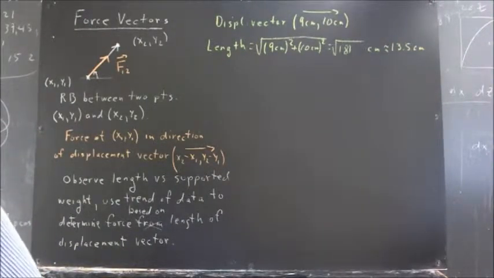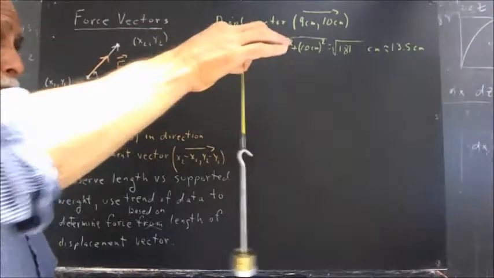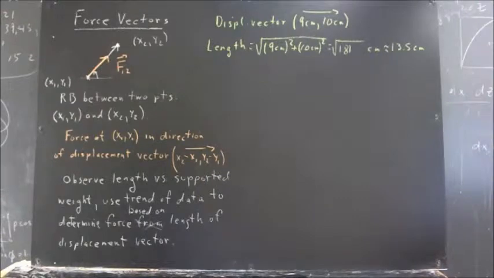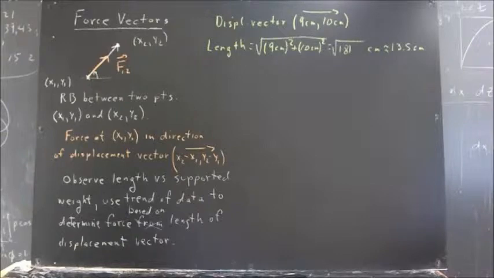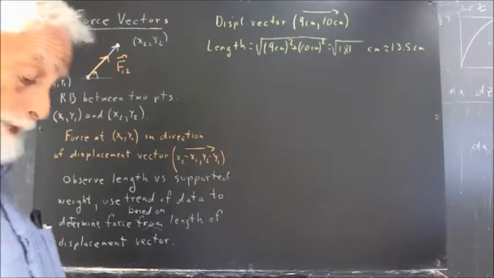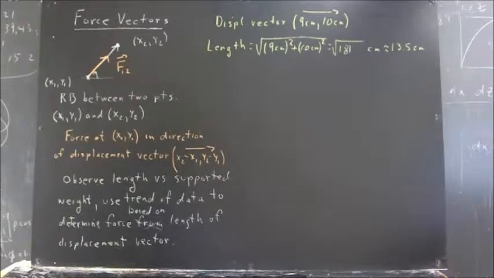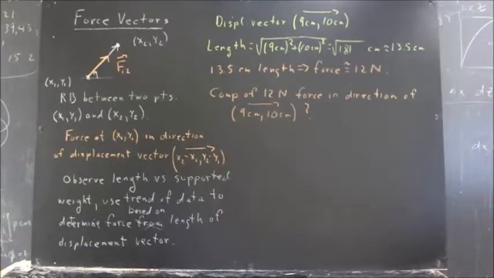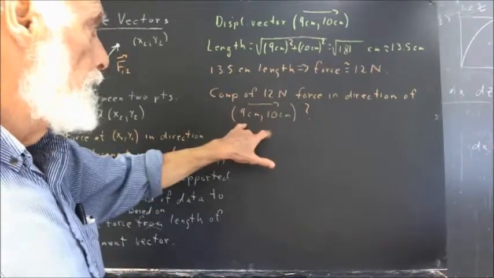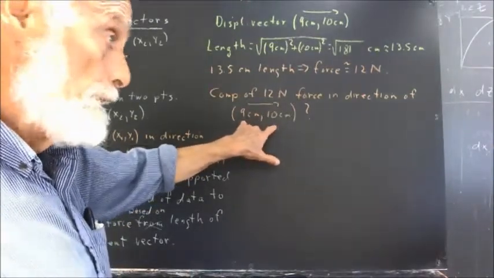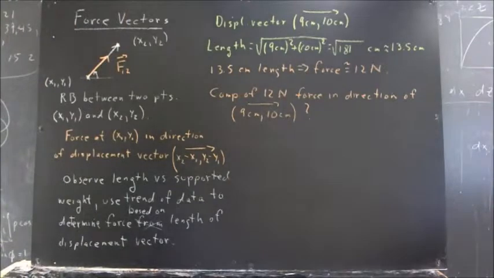Now, if I load this rubber band until it stretches to a length of 13.5 centimeters, or if I've got data on that rubber band, and assume that that rubber band isn't going to change from one moment to another, although it probably does, then I can determine the associated force. So from measurement, we get an associated force, which I estimate to be about 12 newtons. So what is the component of a 12 Newton force in the direction of the vector 9 centimeters, 10 centimeters, the direction of this displacement vector? You should calculate that.